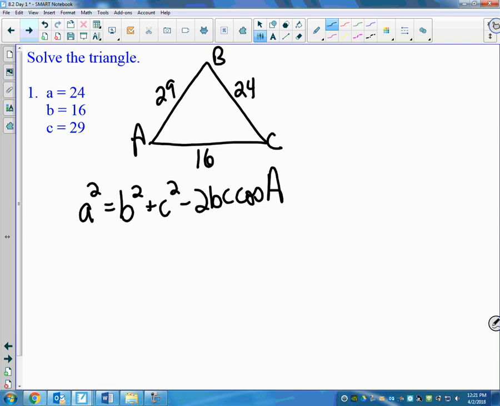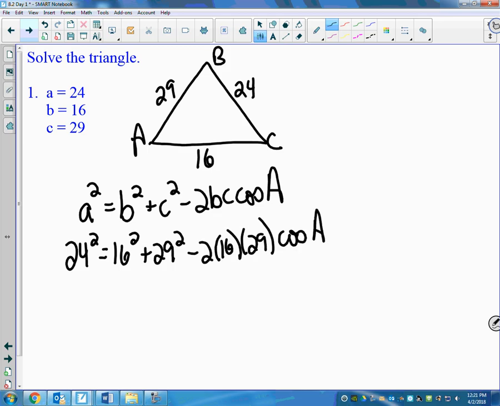And so what we're going to do is we're going to plug everything in and do a bunch of algebra. So I'm going to get 24 squared equals 16 squared plus 29 squared minus 2 times 16 times 29 times the cosine of A. And this is where you just have to do some math. One thing I will say is remember that these three things are multiplied by cosine, so they're stuck with that cosine there. So don't get a little crazy on me, all right?